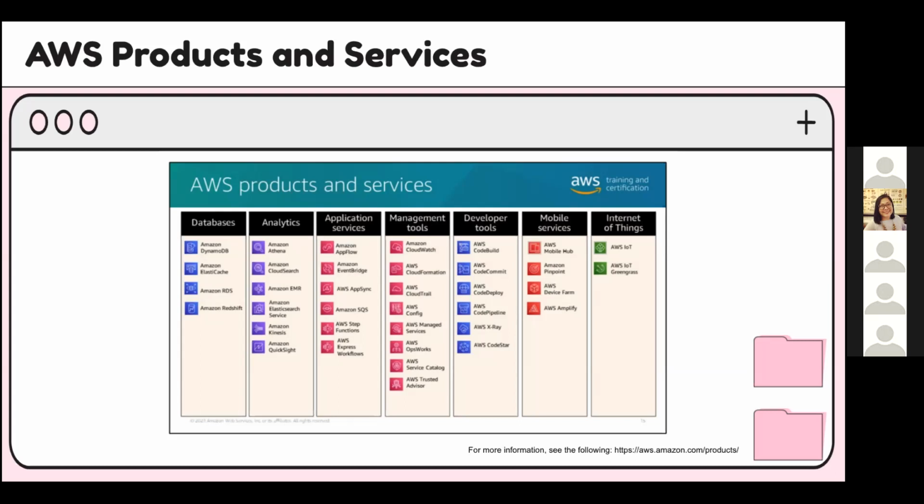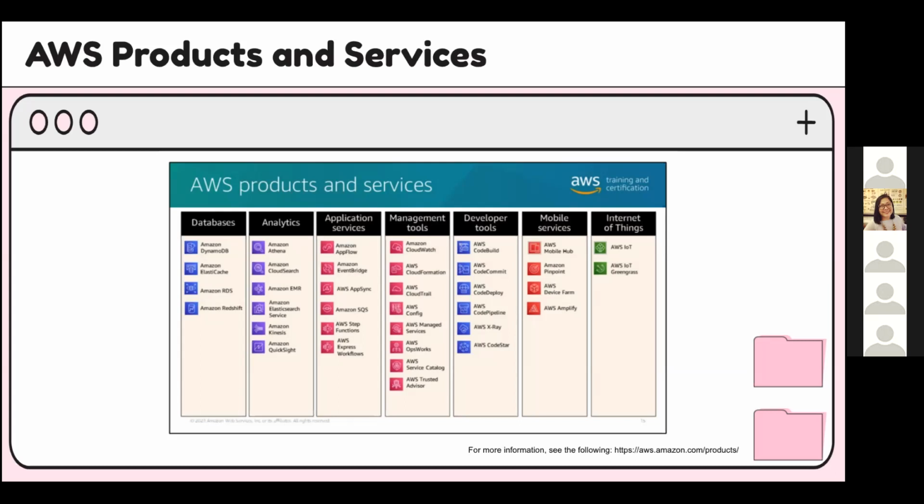parang ito yung may mga counterpart siya na mga ibang applications, like GitHub, yung mga ganon na ginagamit ng mga dev. Then CodeDeploy, CodePipeline, AWS X-Ray, and AWS CodeStar. For the mobile services naman, sa AWS, meron siyang Mobile Hub, Amazon Pinpoint, AWS Device Farm, and AWS Amplify. And for the IoT, meron siyang sariling version niya, AWS IoT and AWS IoT Greengrass.